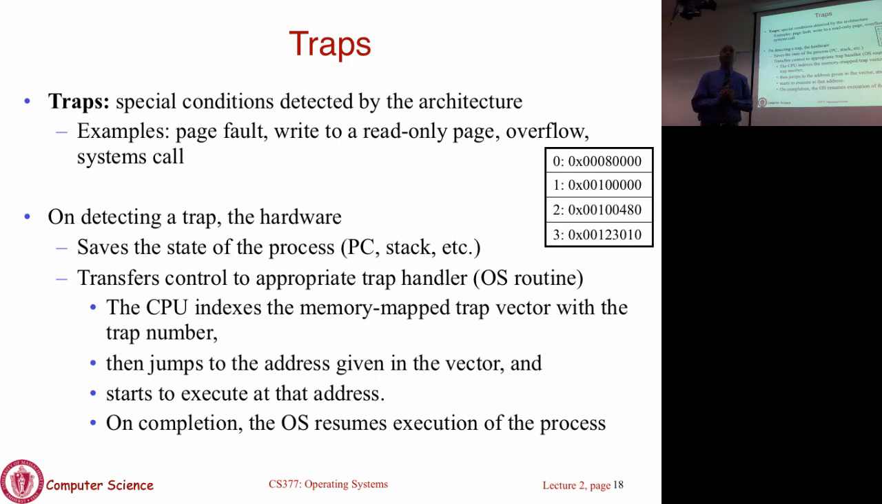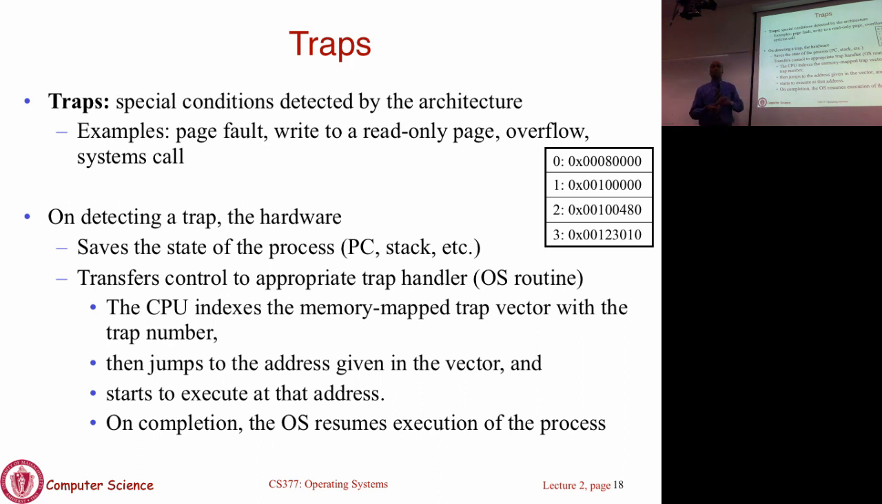So traps are special conditions that are detected by the architecture, and the OS has to handle them. So think of them as exceptions. If you know Java, traps are essentially like exceptions. Okay, so something happens, your exception is thrown, you go into a routine that will handle that exception. Same is true here. When a trap is generated, you have to go into a special routine that is going to handle that trap. And typically that routine resides in the OS.